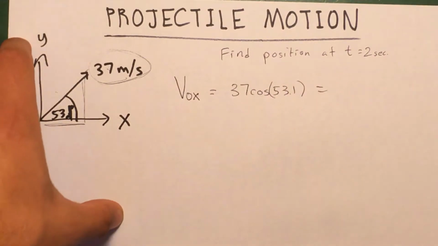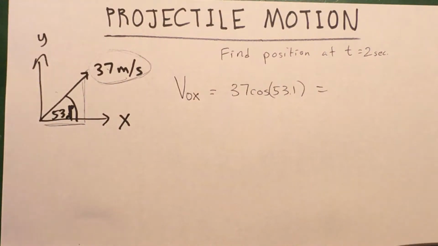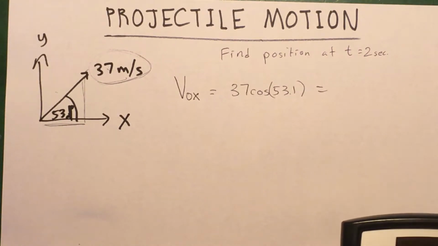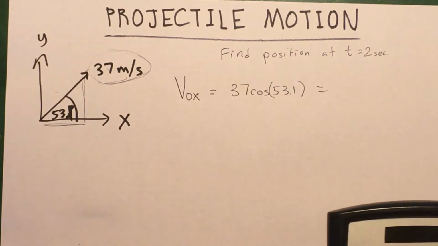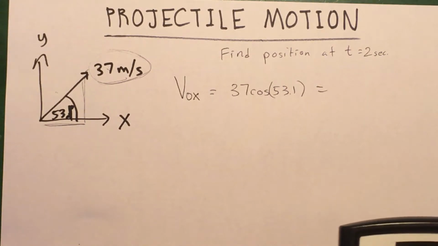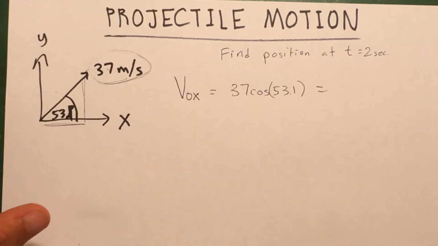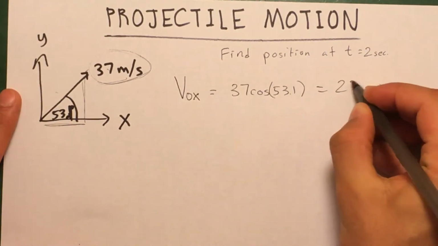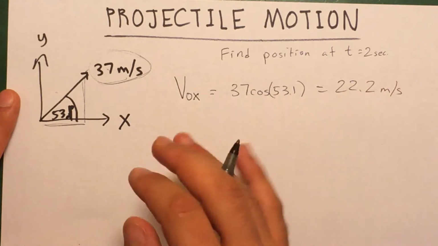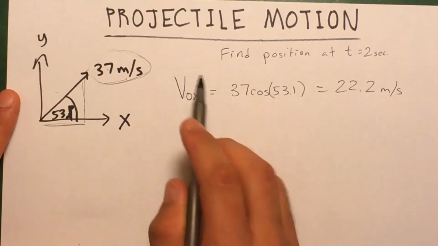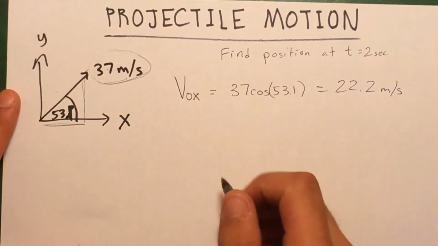If you go ahead and do it in a calculator, the cosine of 53.1, and then you multiply that by 37, you should get 22.2. So 22.2 meters per second is the x component of the initial velocity.